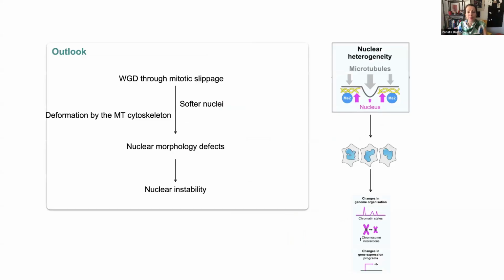So the outlook of this part is that inducing whole genome duplication through mitotic slippage actually has different consequences from inducing whole genome duplication through other means. That leads to softer nuclei that can be deformed by the microtubule cytoskeleton, to nuclear morphology defects, and this nuclear instability that we think can actually be a characteristic of at least megakaryocytes.